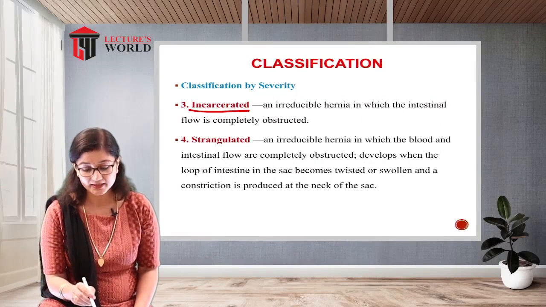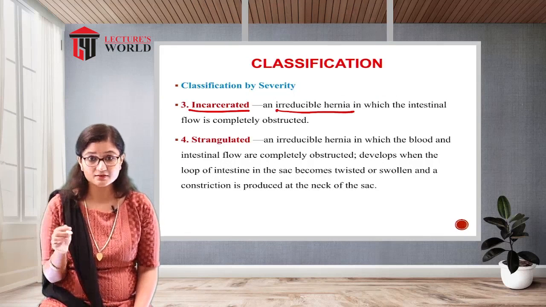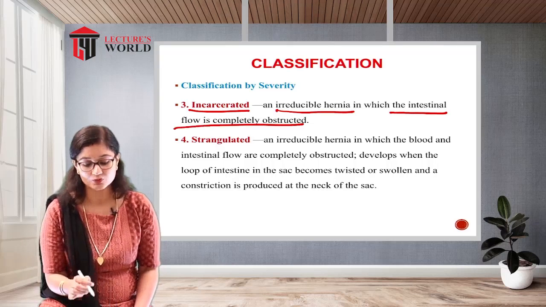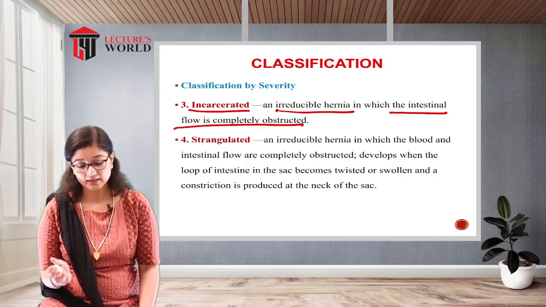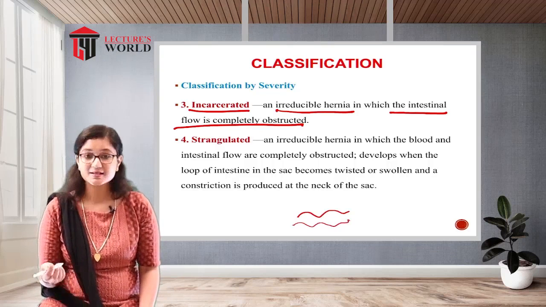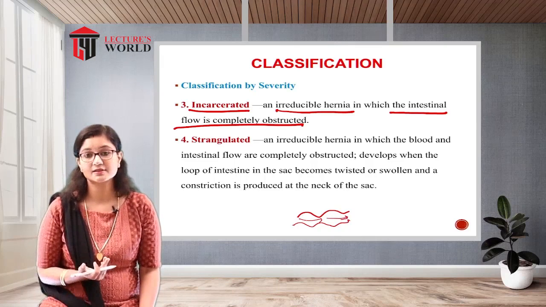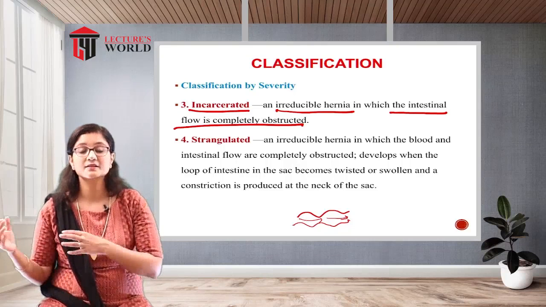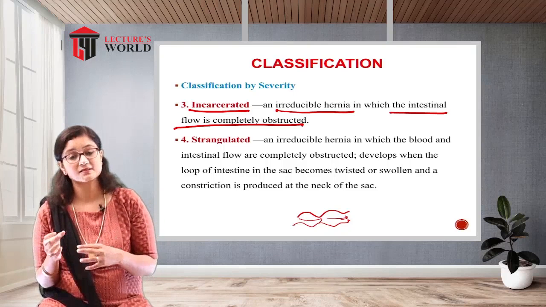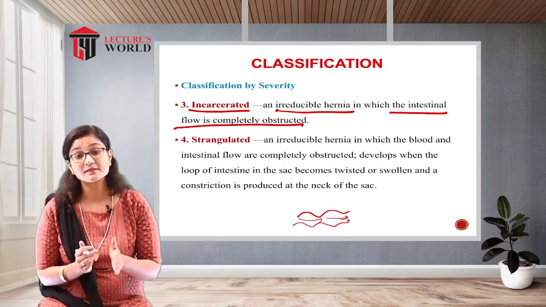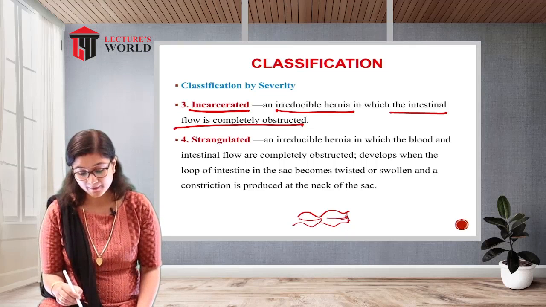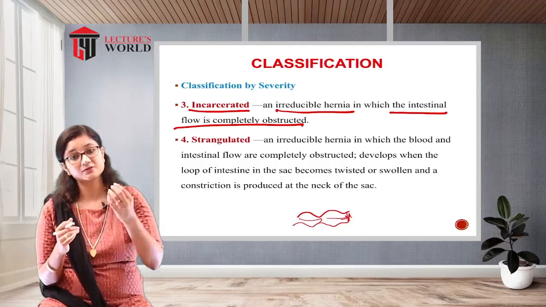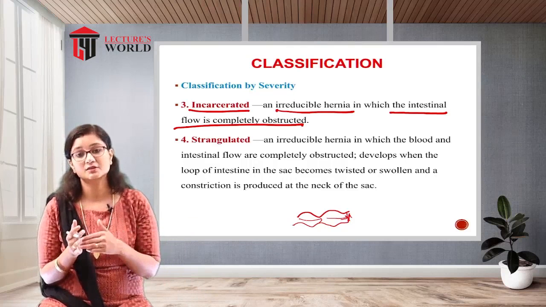Incarcerated. It is nothing but an irreducible hernia. What was irreducible? That is, the protruding mass cannot be brought back into the abdominal cavity, right? So an irreducible hernia in which the intestinal flow is completely obstructed. What you mean by this is, just consider it as an intestine. What is the content of the intestine? Intestine contains food particles, almost like chyme, which has been further digested, and then in the intestine we form the feces, right? So that is called the intestinal content. Here it is completely obstructed, so it will be blocked. The intestinal content, which ideally goes from the small intestine into the large intestine, and from the large intestine the stool comes out through the rectum and the anus, right? Now here it is blocked. What is blocked?